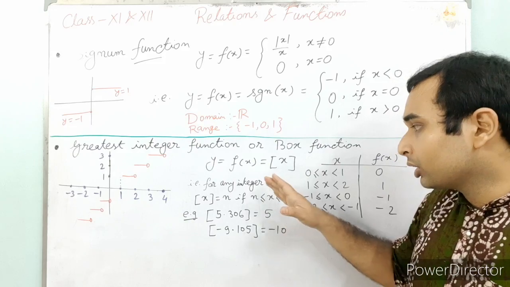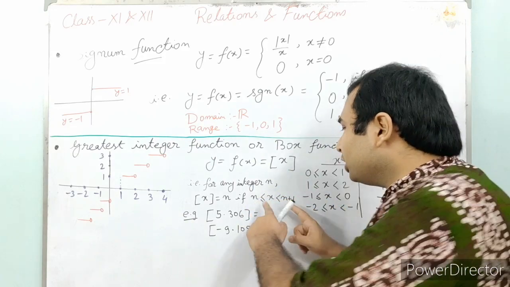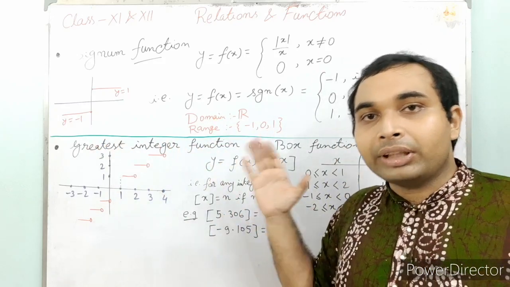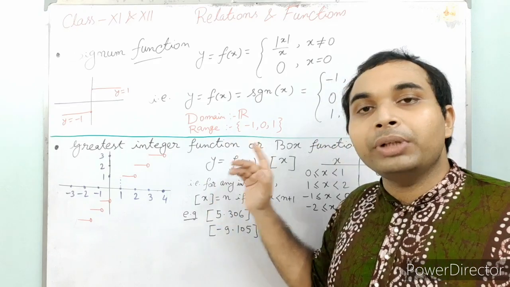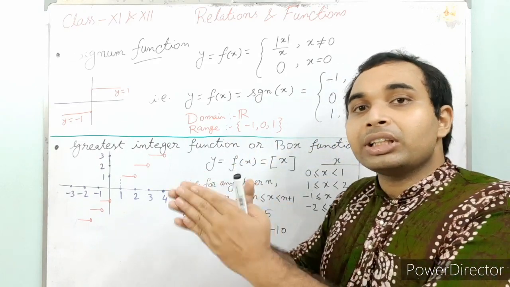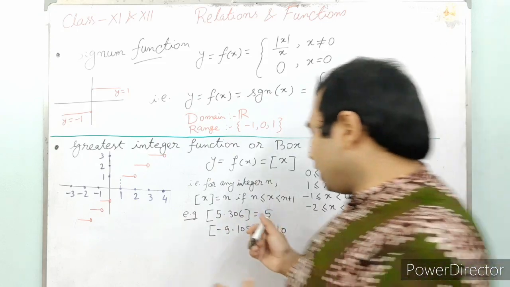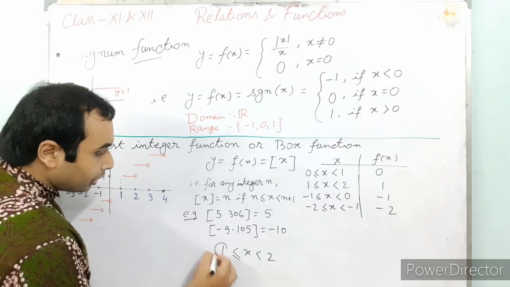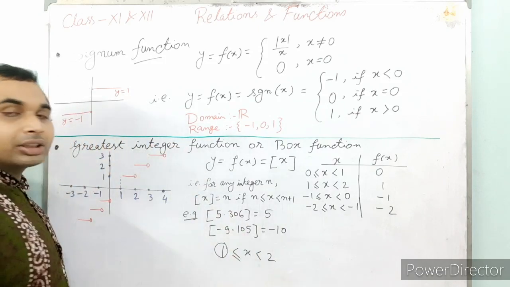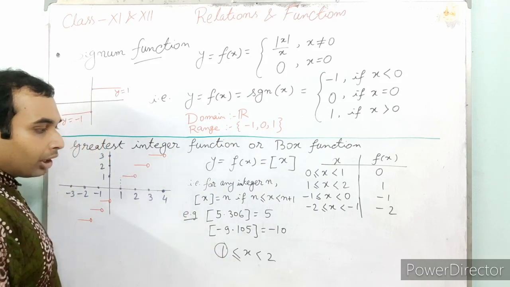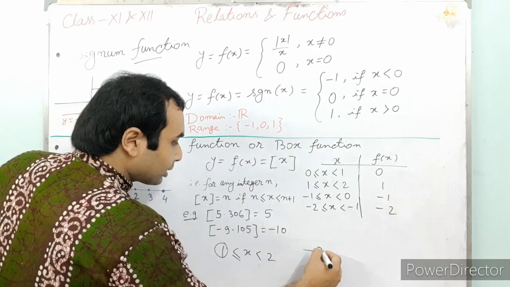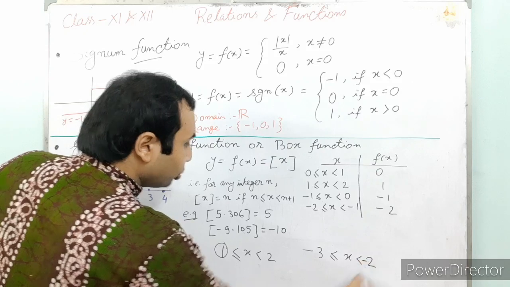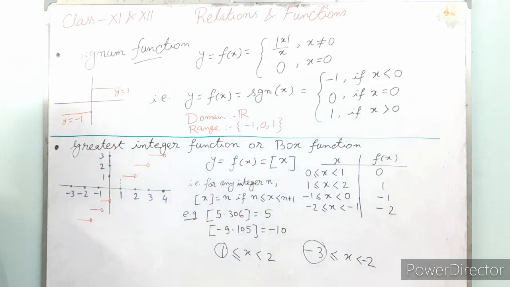Those are the integers. Whenever x is in between two integers, the value of the box function will be the integer it is crossing. I repeat, the integer it is crossing. That is, if x is in between 1 and 2, then it will take the value 1. It will not touch 2 here. If x is at least -3 and less than -2, then it will take the value of -3 here.